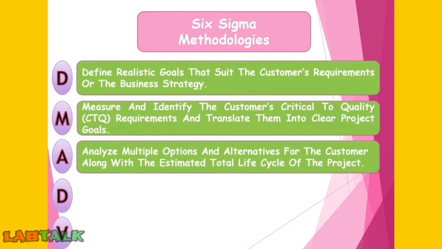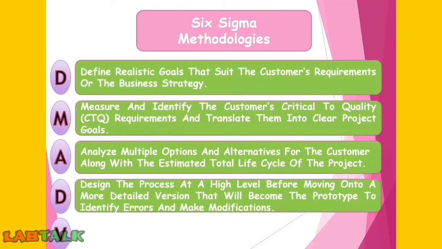The next step is to design the process at a high level before moving on to a more detailed version that will become the prototype to identify errors and make modifications. So here the project's design will be made for the processes at a high level about how the goals will be achieved before transferring them into actual practice.